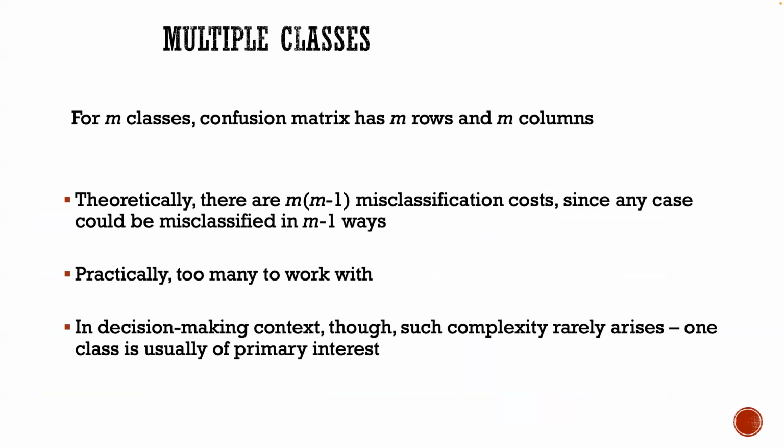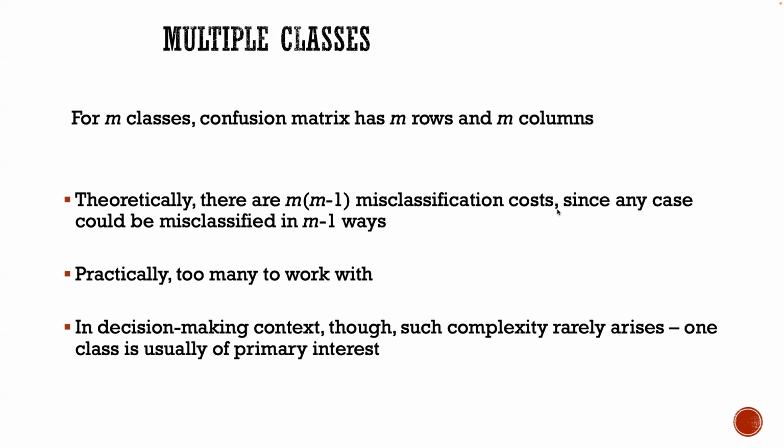Now, all these examples that we just talked about were for binary, 0, 1, two classes, but we could sometimes have multiple classes, let's say M classes, which means that the confusion matrix will have M rows and M columns. I talked about this earlier. There doesn't have to be just 0 and 1. You could have low, medium, high. So in that case, you'll have multiple rows and multiple columns, but it creates complexity in the model. So there will be theoretically M times M minus 1 misclassification costs. And any class can be misclassified in M minus 1 ways. So instead of class 0 being classified as class 1, that's only one possibility here.